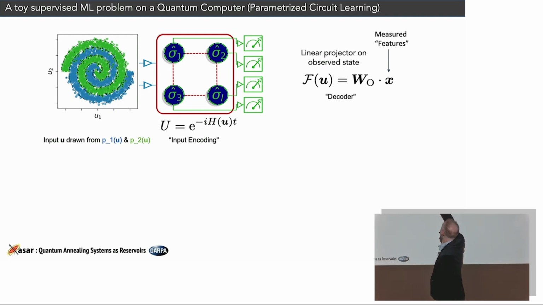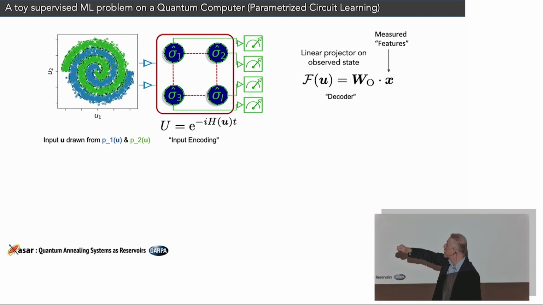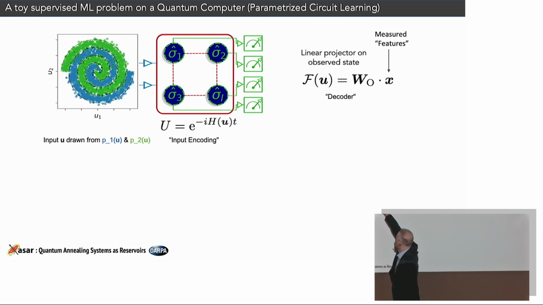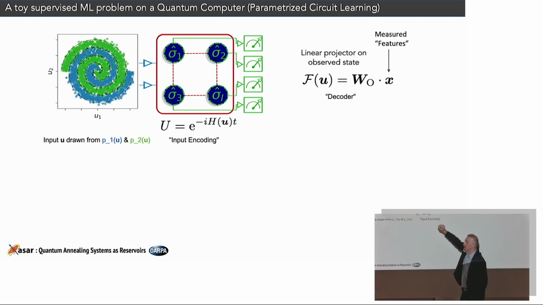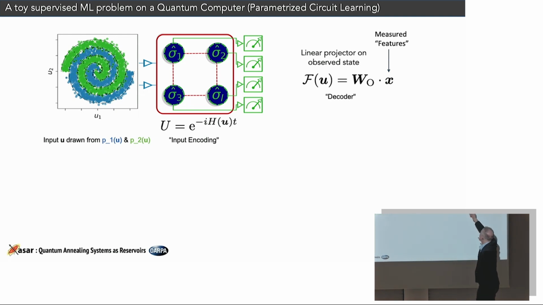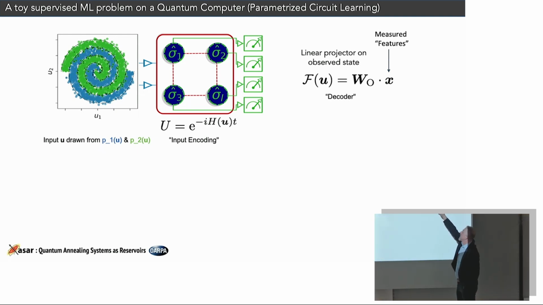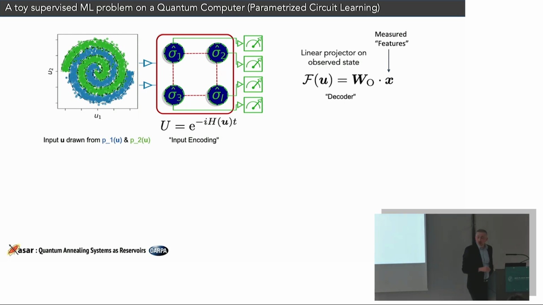The way we do it is through parametric circuit learning: we encode the Hamiltonian with parameters that depend on the input U. So I draw a point here, u1, u2. With those two numbers, I come up with the Hamiltonian, and then I evolve it for a certain time. That is the input encoding. And then I make measurements. The measurement for one shot is a bit string that I get out of this result, and ultimately I'll get measured features X.